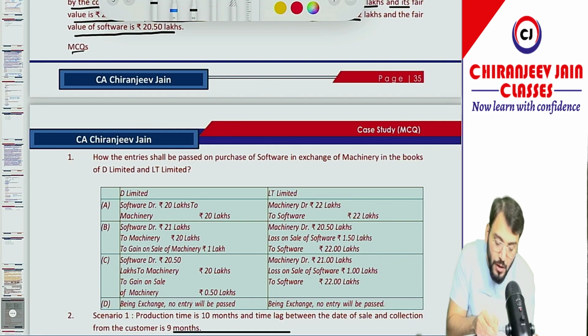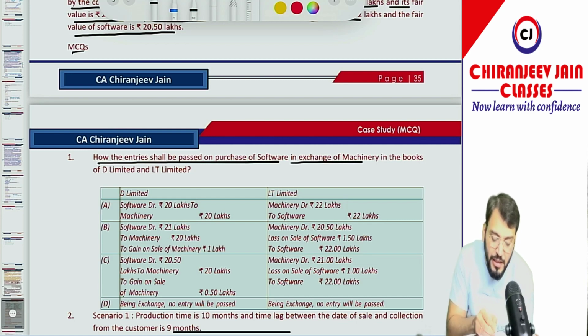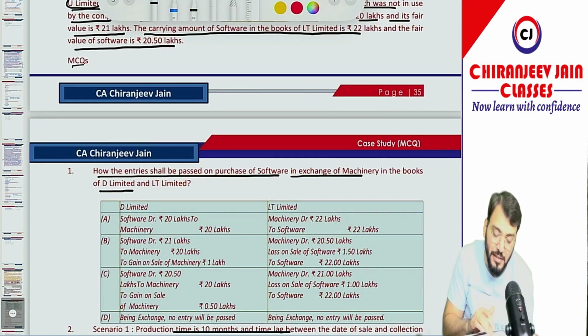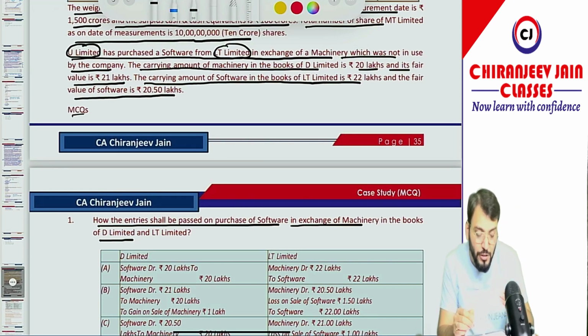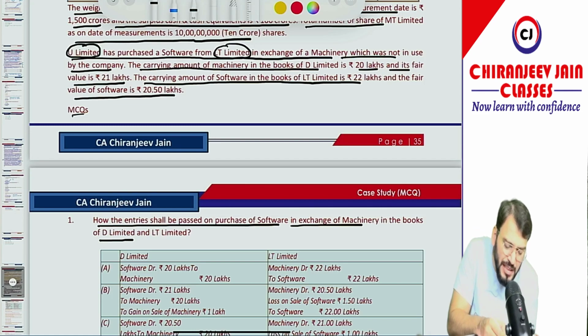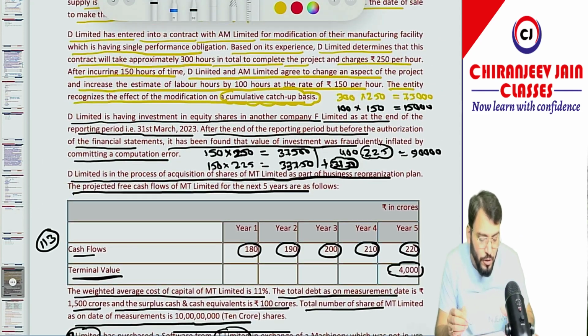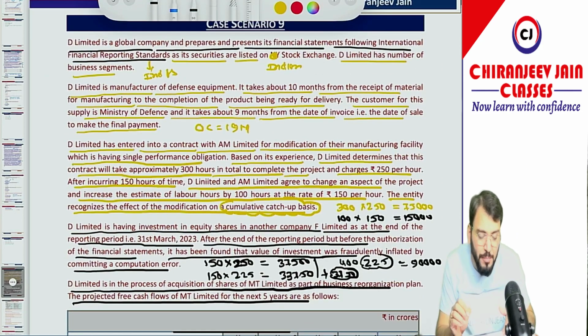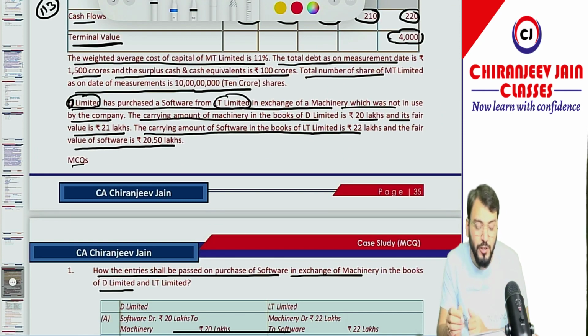MCQ. How the entry shall be passed on purchase of software in exchange of machinery in the books of D Limited. So purchase of software, so it means they have asked from the point of view of U Limited, U Limited might be one of the subsidiary. Got this point? So I think this should be D Limited. There is some typo mistake. The D Limited has purchased. I hope you are understanding. So just convert U Limited to D Limited. So D Limited purchased software in exchange of machinery.